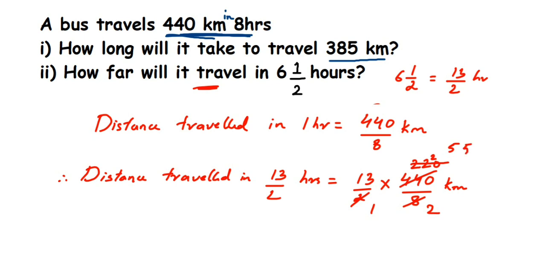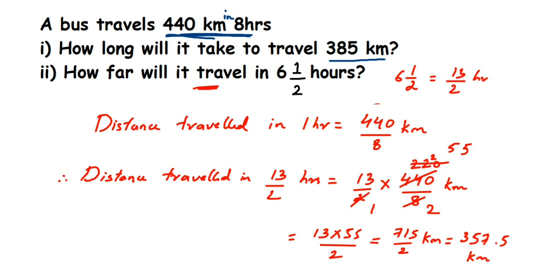So here I got 13 multiplied by 55 divided by 2. So 13 multiplied by 55 divided by 2, you can get the answer in decimal, or you can leave the answer in fraction itself. So this will be equal to 715 by 2 kilometers, or if you want to write this in decimal, it will be equal to 357.5 kilometers. So this question and the previous question which I solved both use the unitary method. I have taken different concepts here. Here I have taken the time and kilometers, the distance and the hours, so that it will be easy for you to find out. Then the next question.